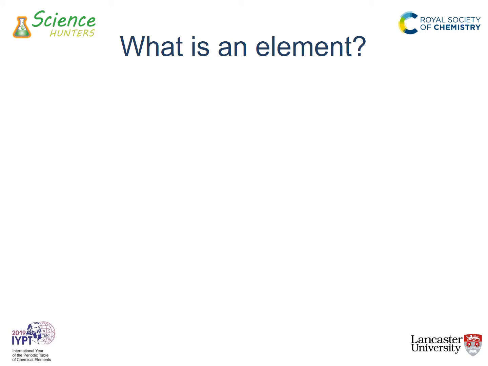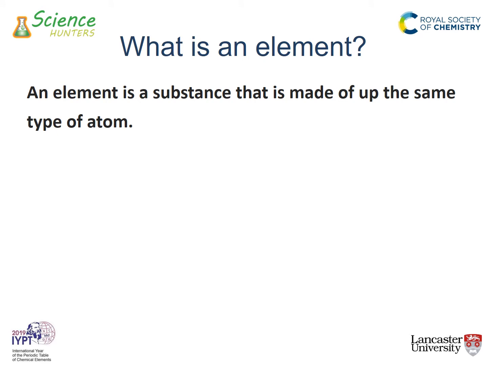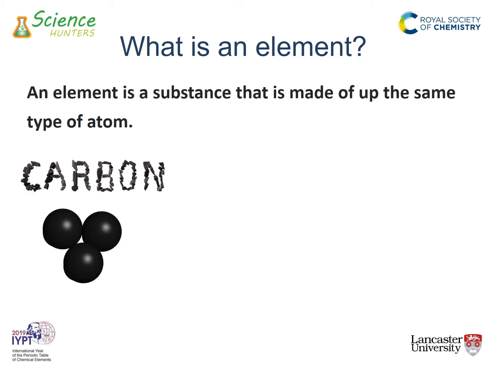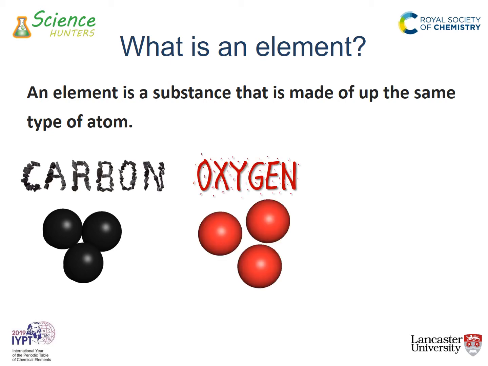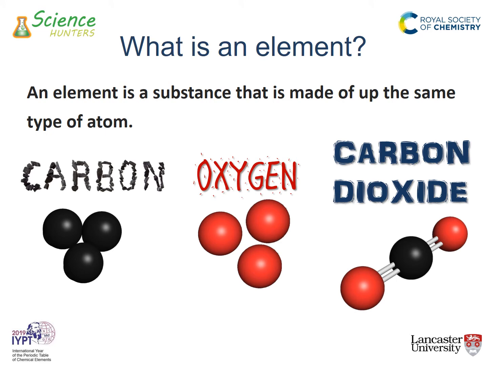So what is an element? An element is a substance that is made up of the same type of atom. So the element carbon is made up of carbon atoms, and the element oxygen is made up of oxygen atoms. Elements can be put together to make compounds. So when a carbon atom is joined with two oxygen atoms, it makes the compound carbon dioxide.